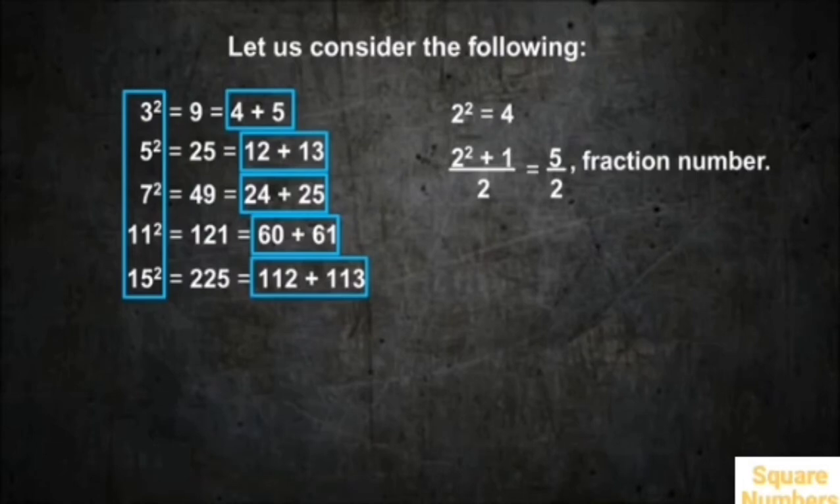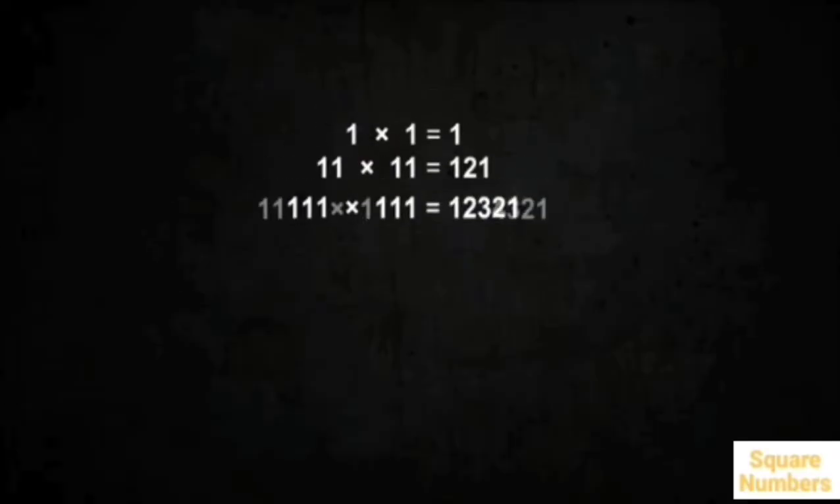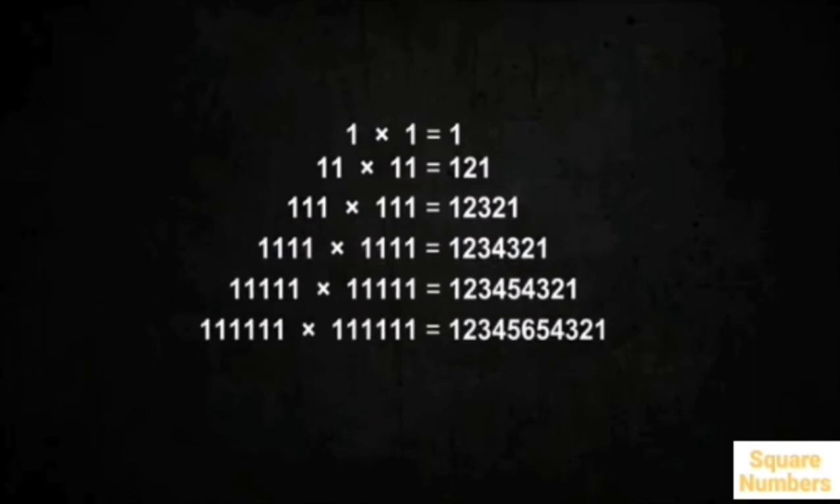It means that we can express the square of odd numbers as the sum of only two consecutive numbers. Now let's study one more pattern. Do you observe any pattern over here?